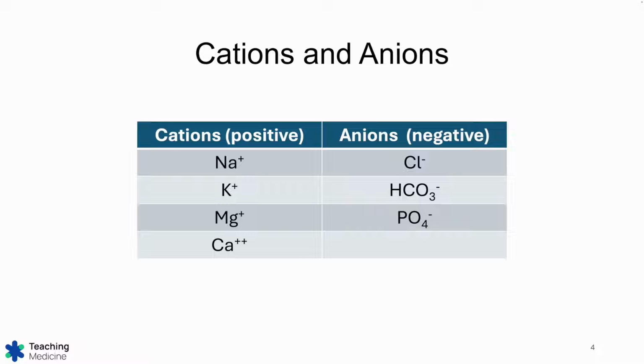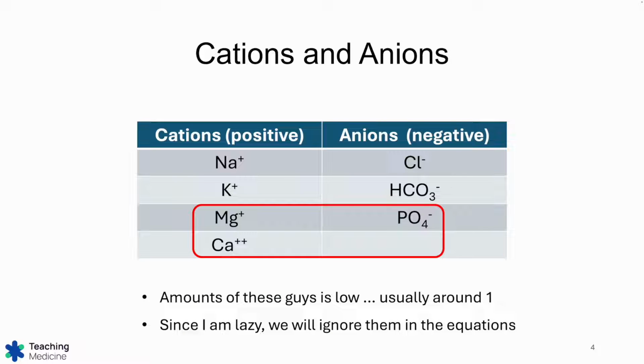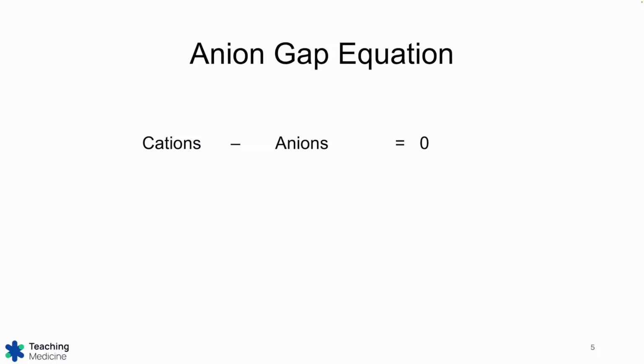If we look at all of the cations, which are the positive ones, and the anions, which are the negatively charged ones, this table shows the most common or the ones in the highest concentration. And we're going to actually ignore the bottom 3 because magnesium, phosphate and calcium all exist in fairly low concentrations in the blood. They won't have a big impact on the math, and because we're pretty lazy when we can afford to be, we're going to leave them out. So they're not going to be included in the equations.